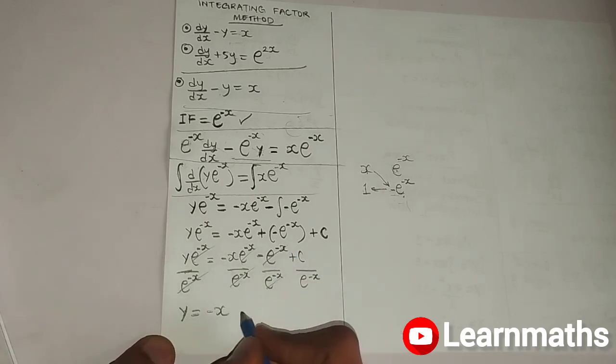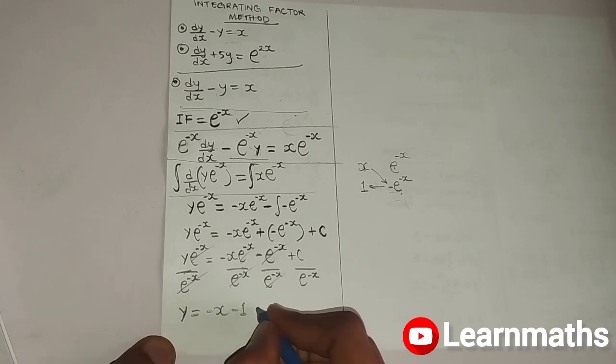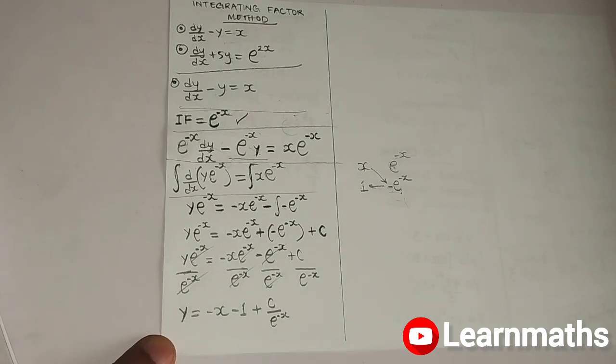Okay, what's this going to be? Negative 1. And this is going to be positive c over exponent of negative x, right? This is going to be the final answer for this.